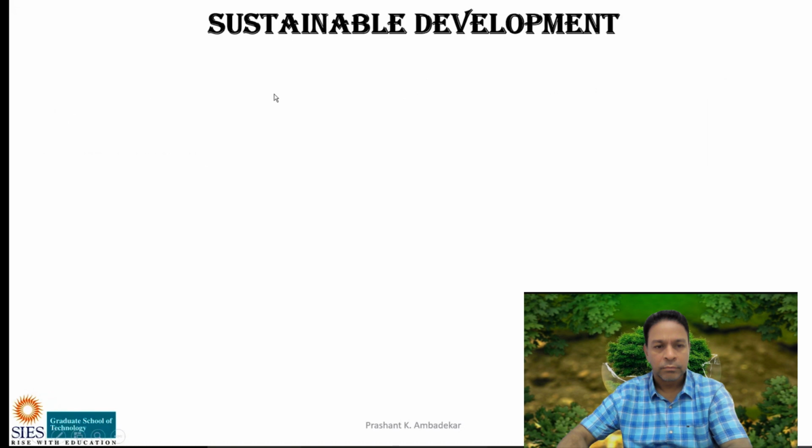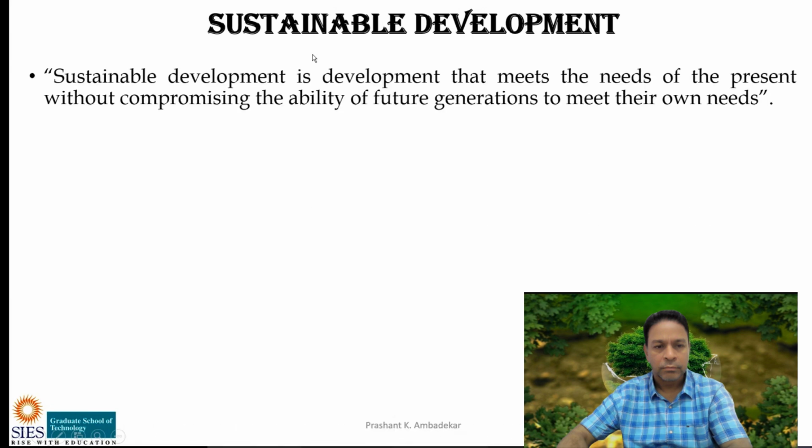So we'll start with the first word that is given, that is sustainable development. What do you mean by sustainable development? Sustainable development is development that meets the need of the present without compromising the ability of future generations to meet their own need. What it talks about is sustainability, sustainability related to the environment.